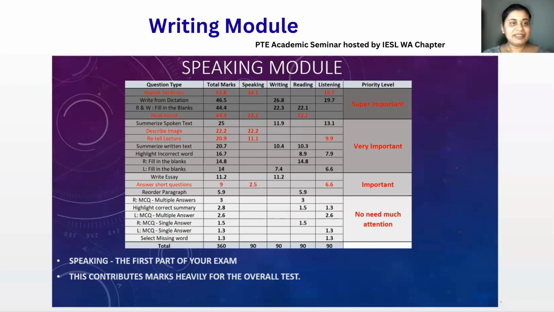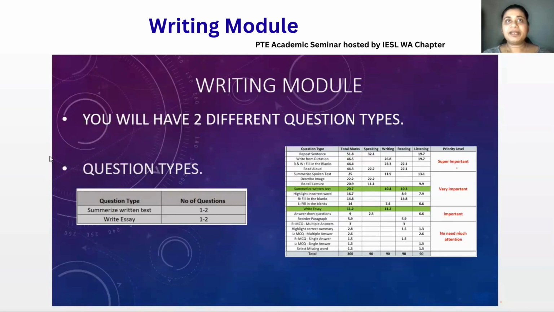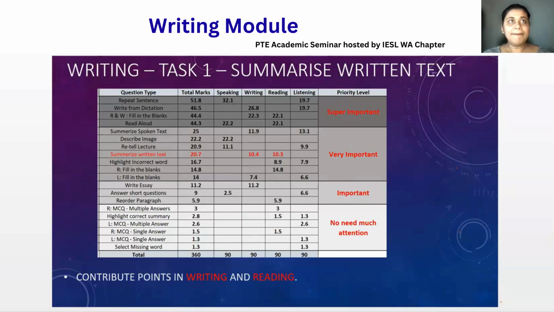Now let's move to the writing module. The writing module has basically two questions, mainly summarize written text and the essay. You will be given one or two summarize questions, and mostly you will be given just one essay. Sometimes there are incidents where two essays are given. So these two questions are really important. We will discuss them one by one.